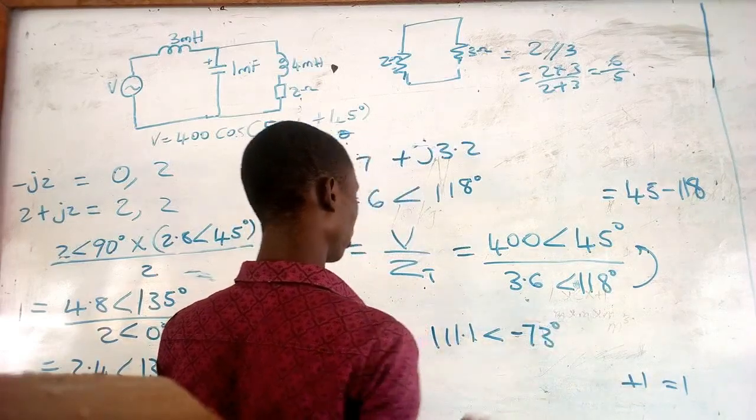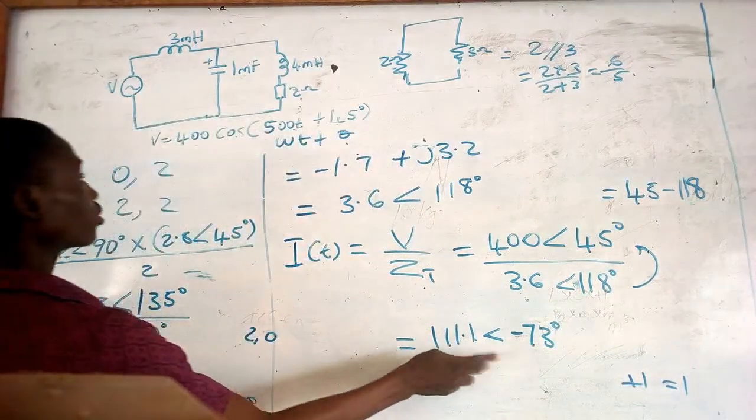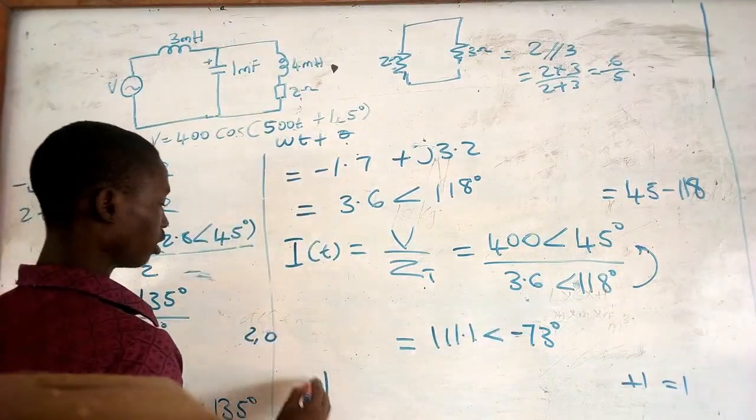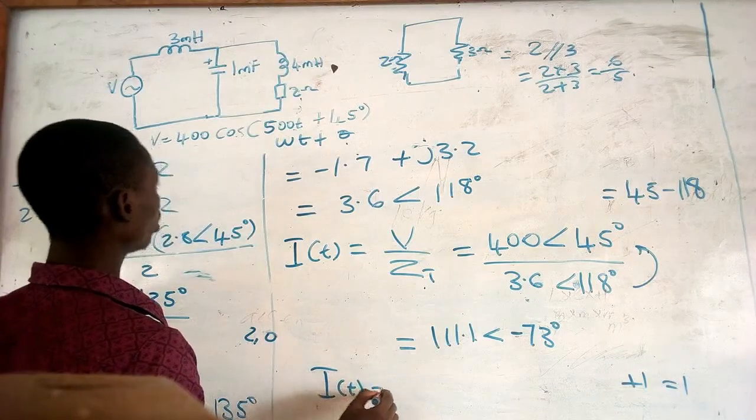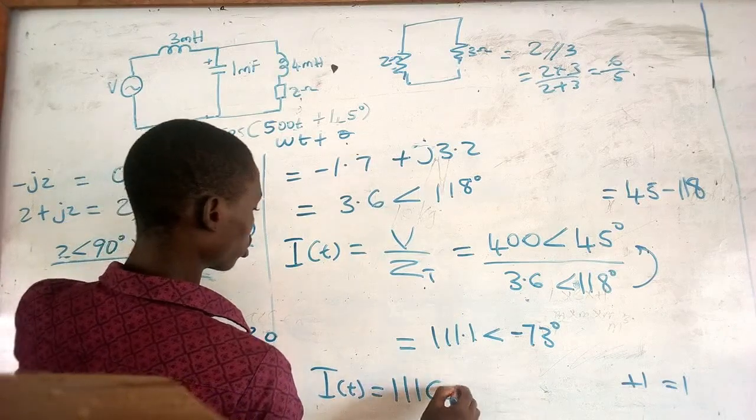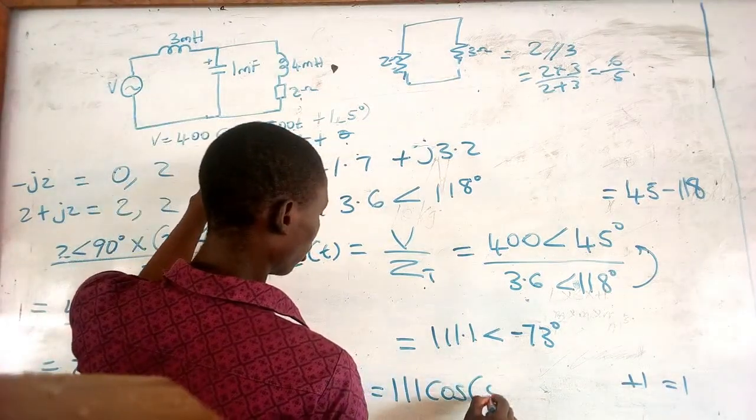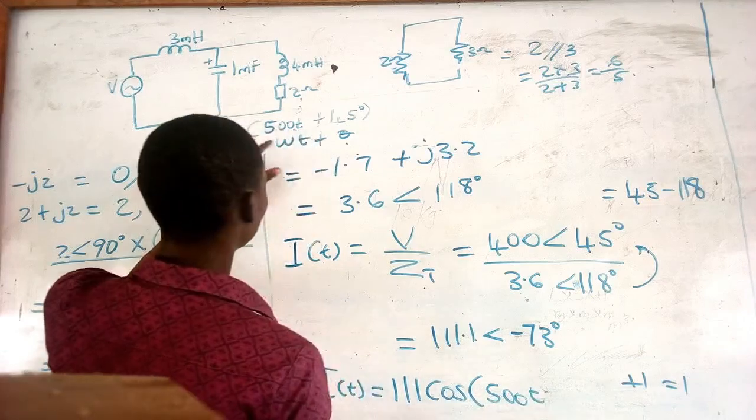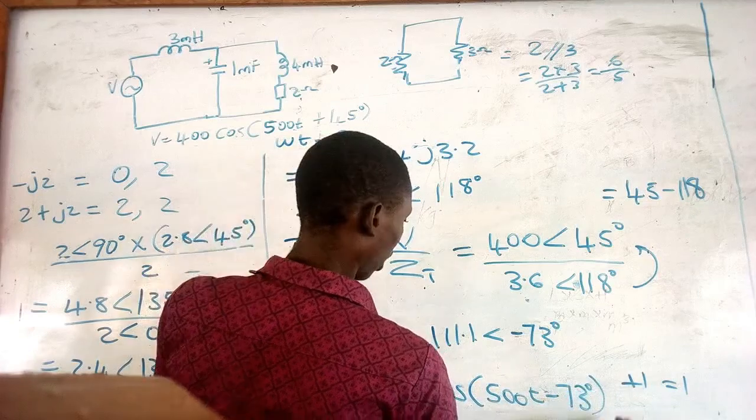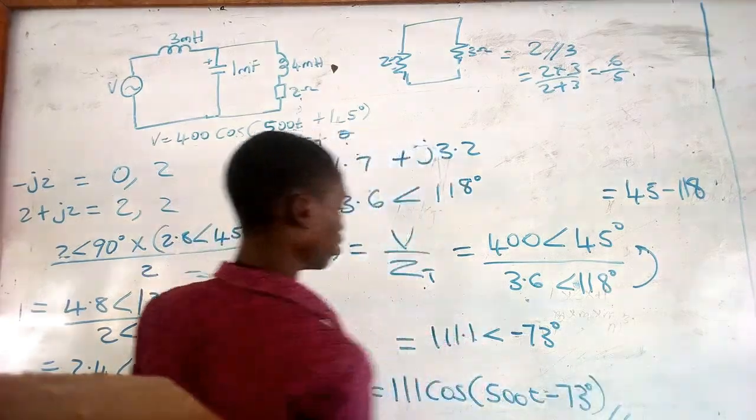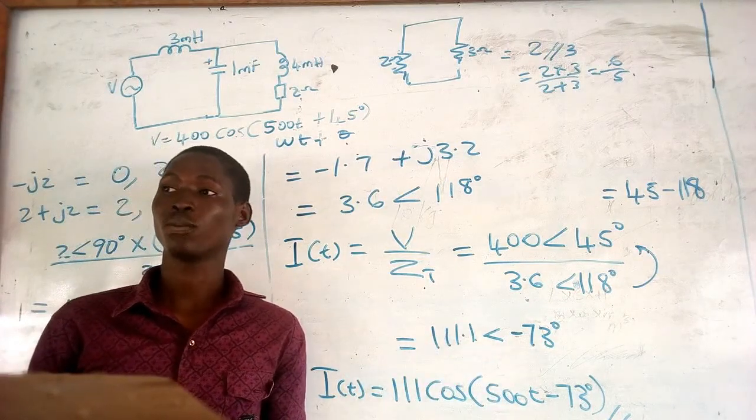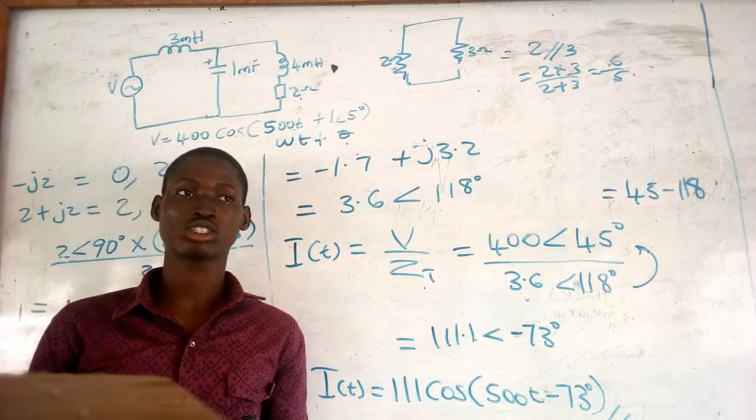So this is not where we are going to stop. We're going to convert this now to something like this. Then we have our current equal to 111 cos into bracket 500 t. Now this is going to be minus 73 degree as our final answer. So if you have these two as your answer, superb, you're good. But if you don't have it, you can always take correction and move with us.